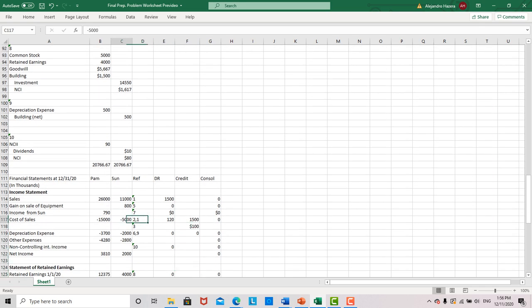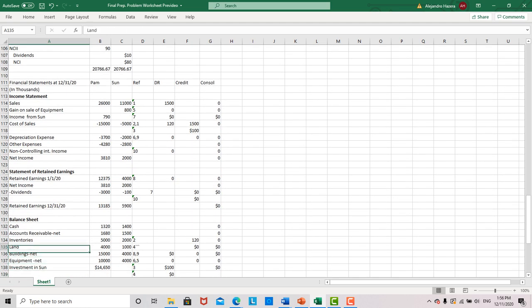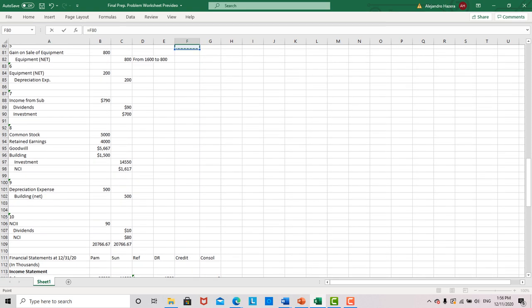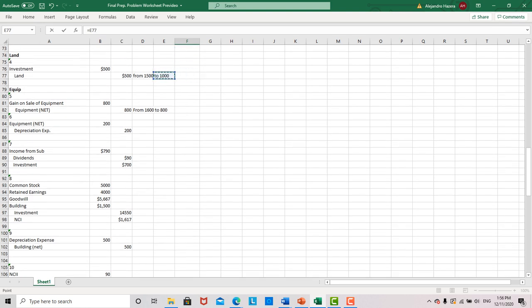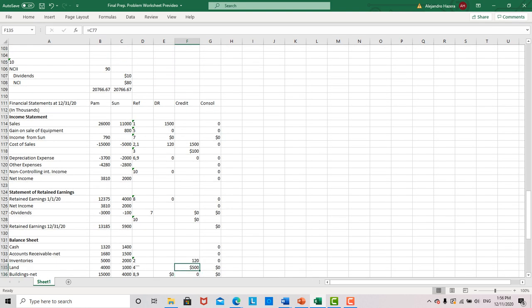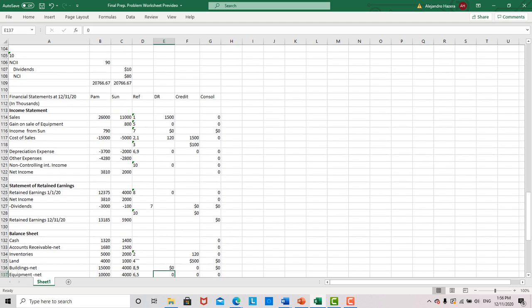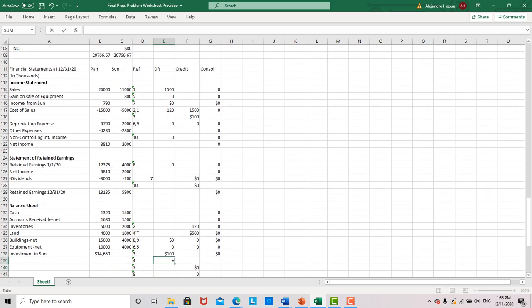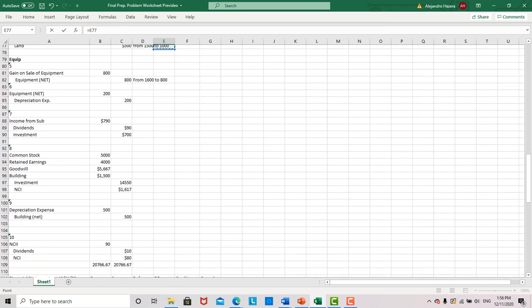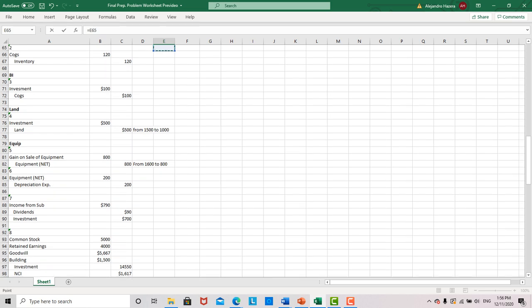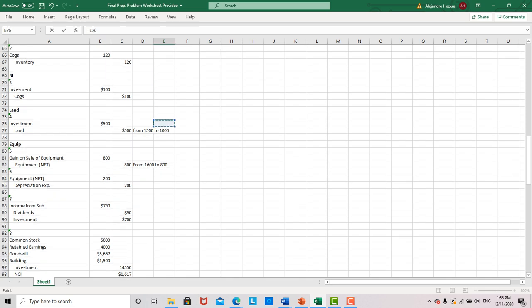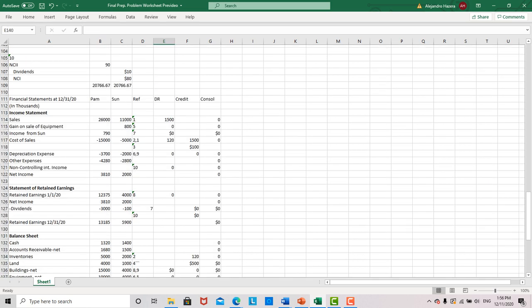In entry number 4, I believe, is for the land. So we'll go down here for the land, and we've got to write down the land from 1,500 to 1,000. So we'll credit that for 500. And we'll debit the investment account for 500 because that transfer took place before this year. So it was still sitting in your investment account and will be sitting in your investment account until you sold it to an outside third party. There's the debit right there.